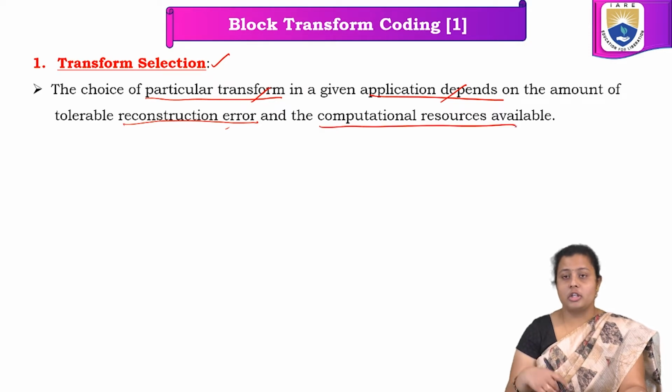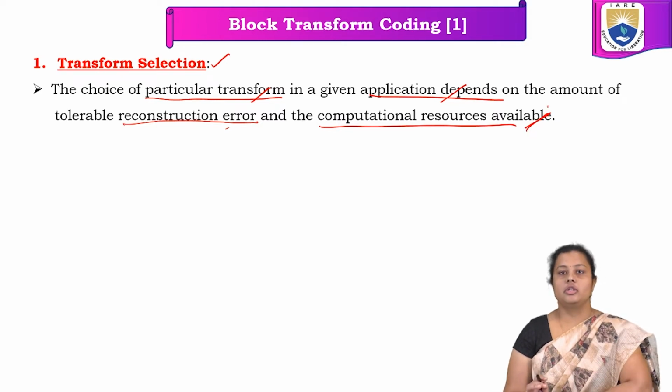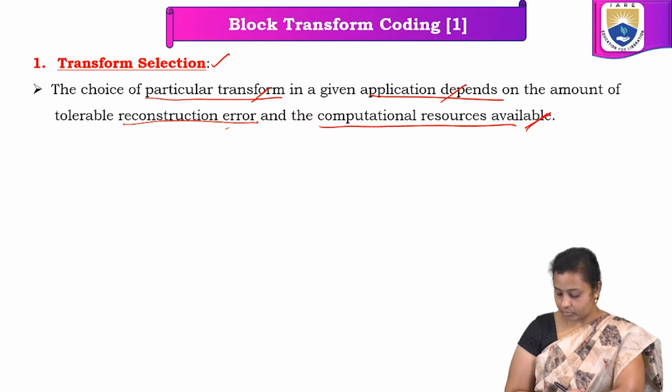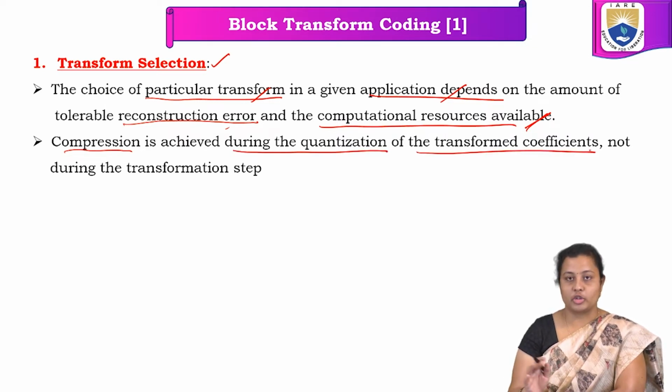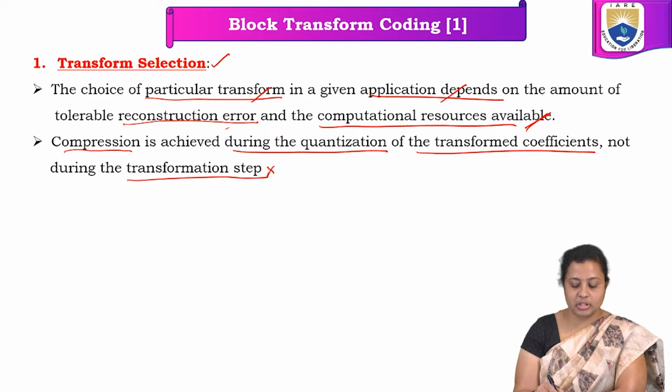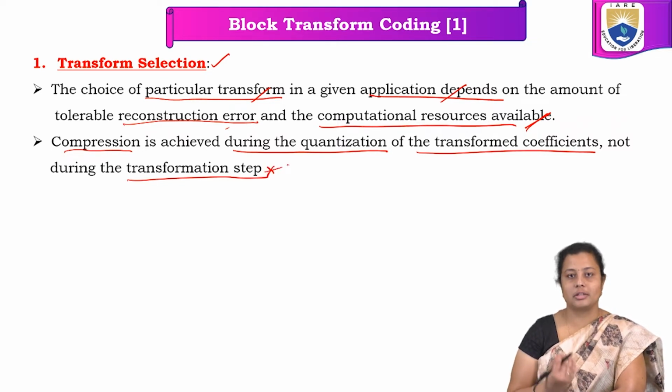As for computational resources, what I mean is, do we have fast computing software or a fast computing CPU? Based on those computational resources, we will decide the choice of our transform. As I said before, compression is achieved during the quantization of the transformed coefficients, but not at the transformation step. This is a very important point, because most of us think that when we are transforming, we might be achieving compression, but actually no. The compression is achieved at the quantization level, right?